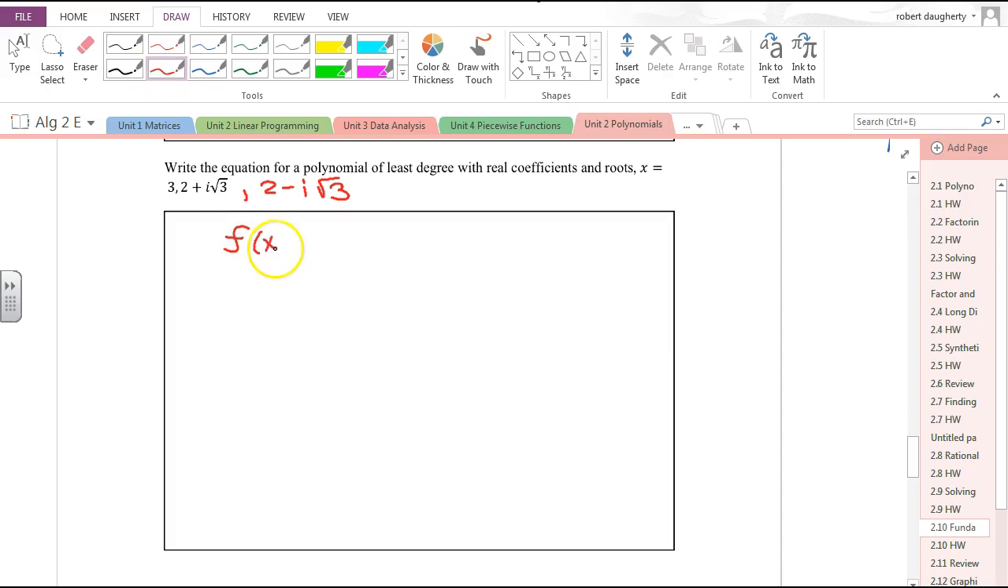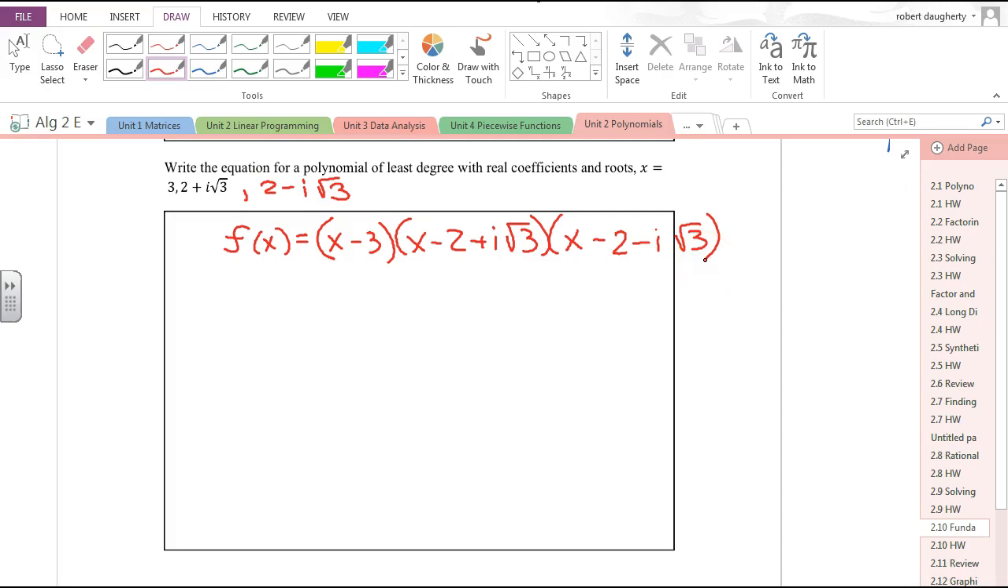f of x equals x minus 3, and then x minus 2 plus i root 3, and then what? X minus 2 minus i root 3. What do I do? Which ones do I multiply first? Yeah, the last two. You can make your life hard if you multiply these two together and then multiply by that, okay? You want to get these square roots and complex numbers to go away as quickly as possible. That was designed to make that happen.